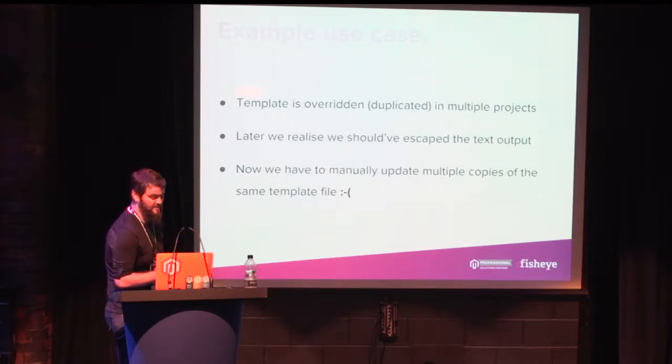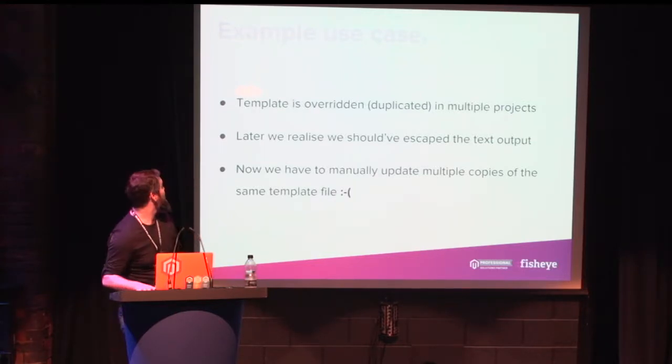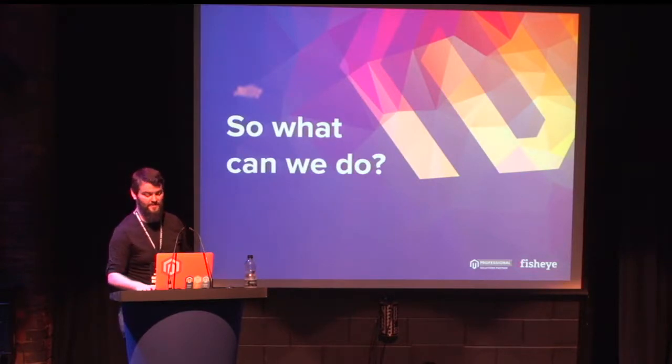So let's say we install this module on 10 projects. We duplicate the template file 10 times to change any of those things, and then later we realize, oh, actually, in our original template, we should have escaped the HTML output for security reasons. So now we've got to go back, update 10 template files across 10 projects, 10 more deployments. Not particularly great. So what can we do about it?